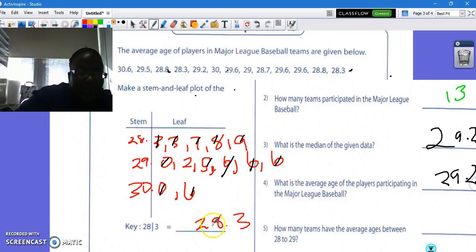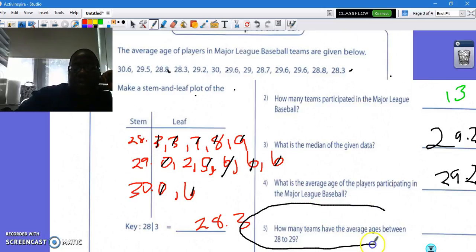29.2 rather. Okay? You can do that math part for you. I ain't going to do that one. Question number 5. How many teams have the average ages of 28 and 29? You know what? 8th graders, I'm going to leave you to do question number 5 by yourself. All right, so flip your page over and I'll start you on the next side.